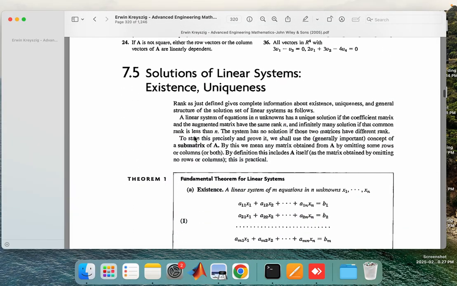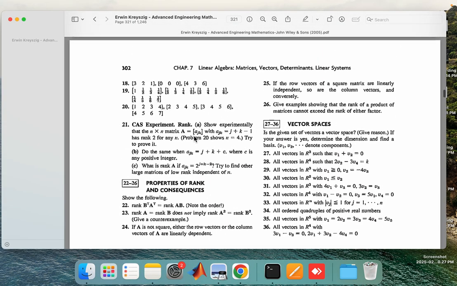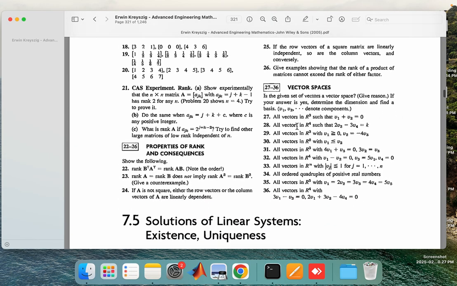Manideepa ma'am, actually you are mixing two different things: row space and column space. Can you see here, for example, this question? These are two different things. All vectors in R3. Is a given set of vectors a vector space? I discussed this kind of question before. All vectors in R3, with this condition.